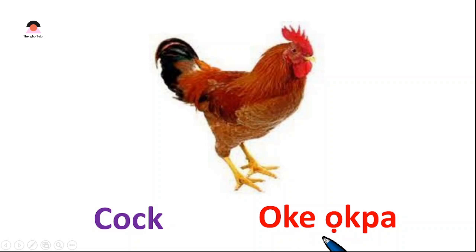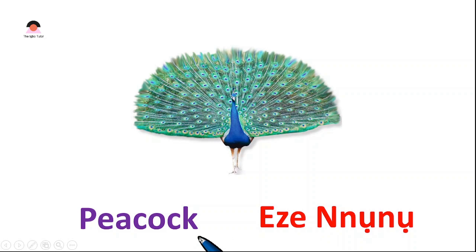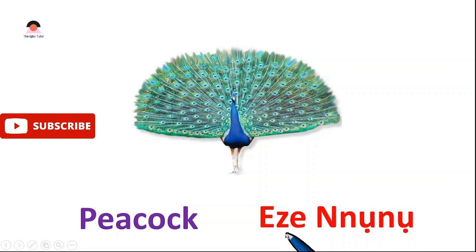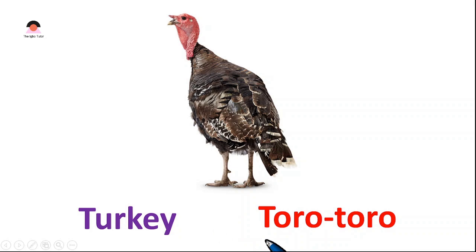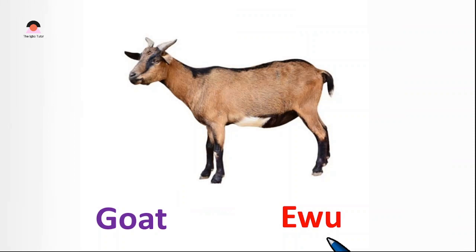Move on to other types of birds. We have peacock. Peacock is called eze nnunu. Eze means king, and nnunu means bird generally. So peacock is the king of birds. Eze nnunu. We'll move on from here. Next is turkey. And turkey is called toro toro in Igbo language. Toro toro.